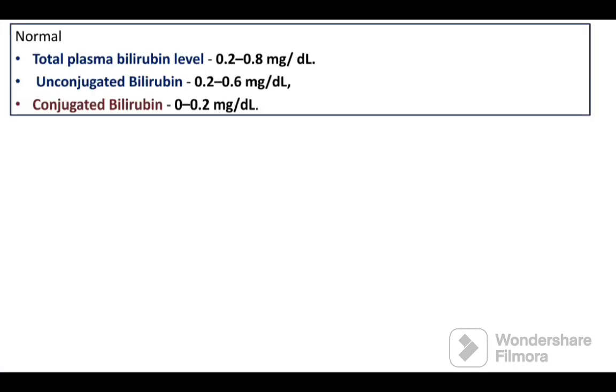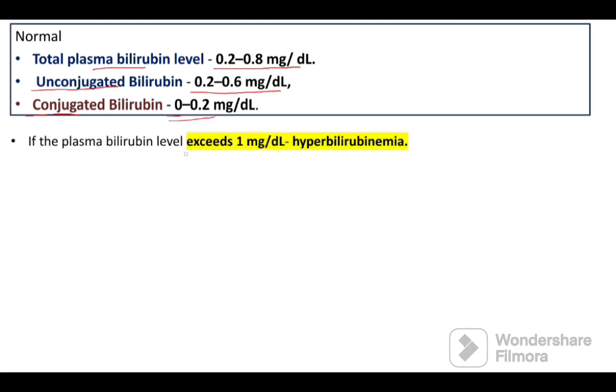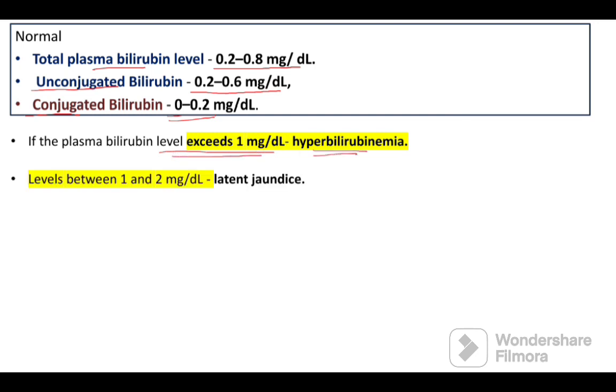Hyperbilirubinemias. The normal total plasma bilirubin level is 0.2 to 0.8 milligram per deciliter, in which the unconjugated bilirubin is 0.2 to 0.6 milligram per deciliter and conjugated is 0 to 0.2 milligram per deciliter. If the plasma bilirubin level exceeds more than 1 milligram per deciliter, it is called hyperbilirubinemia.